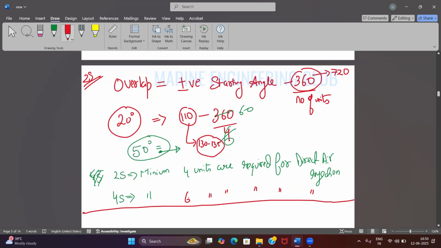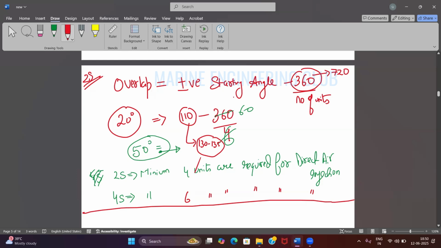They will always be air starting motor start, because for the air starting motor there is no issue with overlapping. It just has to turn your flywheel. Agreed? Flywheel, sir. Yes, sir. So if the engine generator has 6 units or more, then only direct air injection is possible. Otherwise, we have to go for air motor start. Is it clear? Yes, sir. Okay, can I move further?